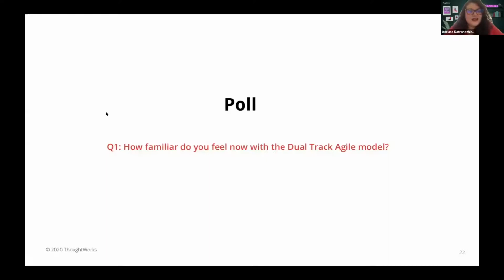Oh, sorry. Actually, I switched the poll. So currently the vote is on how likely are you to use it in your team or organization. I'm going to end it and share the results. So this is it. People are a bit more likely to use it. And if I stop sharing.